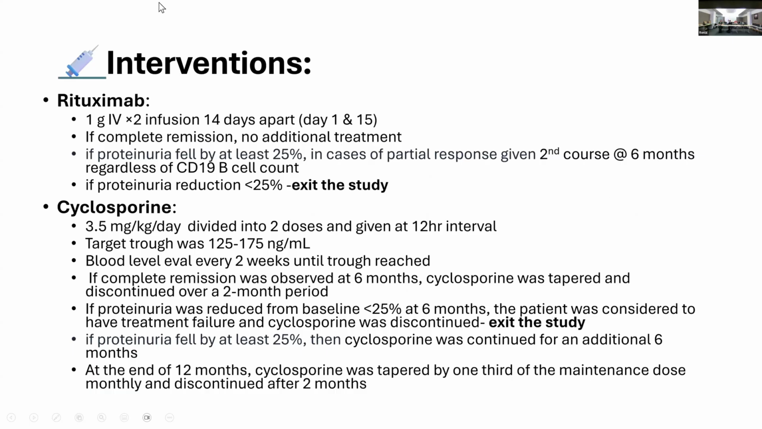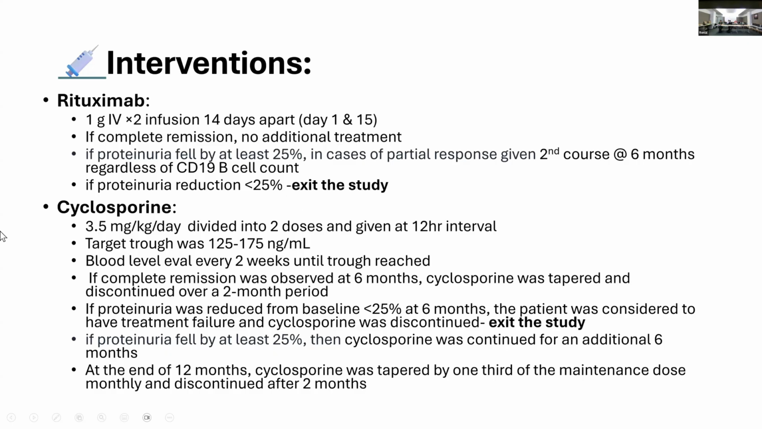The interventions were rituximab. They did 1 gram, 2 infusions, 14 days apart. And then at 6 months in, they'll look at whether there's complete remission of proteinuria. They don't give any additional treatment. If proteinuria fell by at least 25%, then they'll give a second course, so another 1 gram, 2 infusions. And if the proteinuria reduction was less than 25%, then they exited the study and were included as failures.